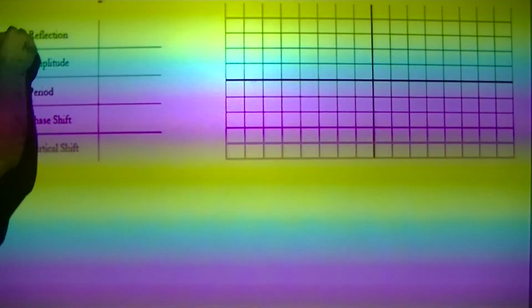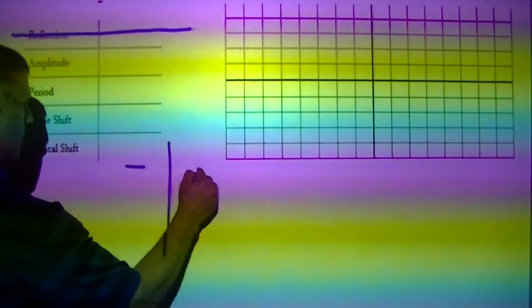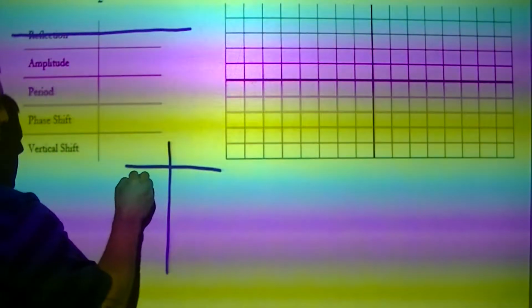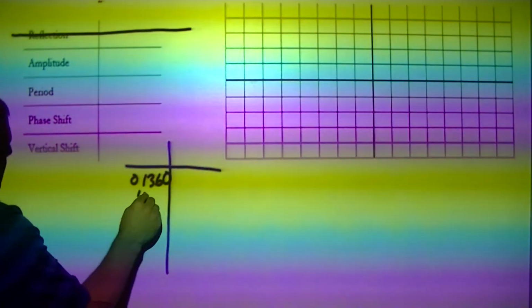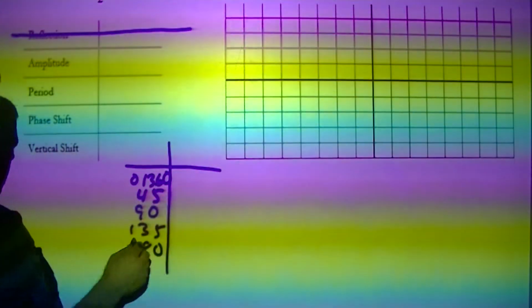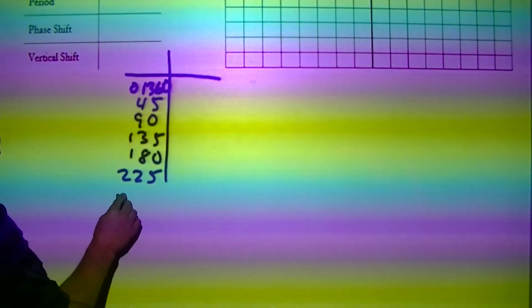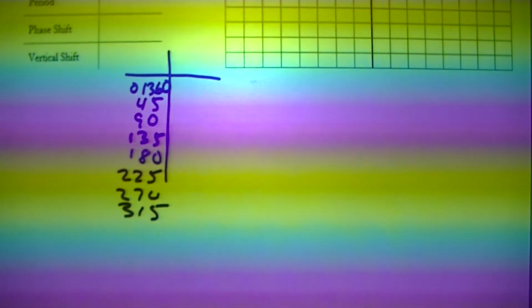Okay? We're not going to worry about this right here. All right? We're going to work tangent. Okay? I'll have plenty of room for this. That's going to be 0, 360. Okay? We're going to move in increments of 45. So 45, 90, 135, 180. Okay? All right? 225, 270, 315. Okay? I believe I got every increment of 45 in there.